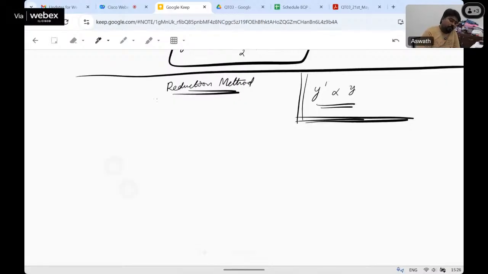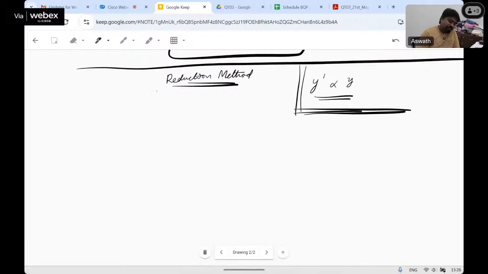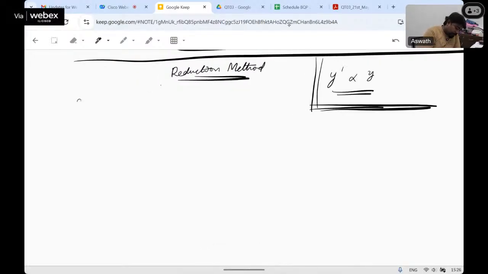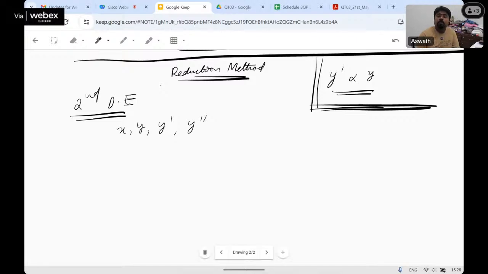Now, let's say I have a differential equation of second order. It's not that easy to solve every time, because it has the independent variable, the dependent variable, the first order derivative of the dependent variable, and the second order derivative of the dependent variable. These are the things involved in the differential equation. Now it's not that straightforward to find the solutions. Let's say there is a catch.